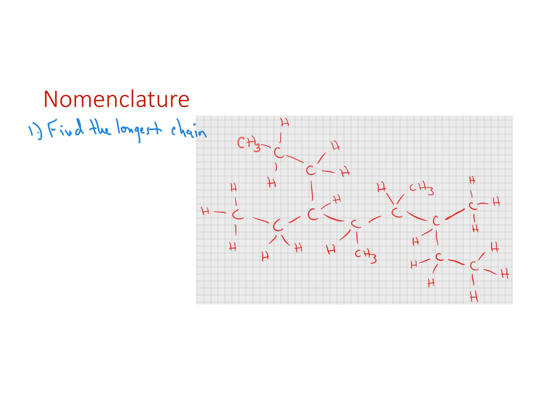So if we take a look, here's my longest continuous carbon chain. Dip down here and then loop that back around. Now we want to number that chain in the way that brings us to the first branch with the lowest number possible. If I go up here, I number this as 1, 2, 3, 4. My first branch is on the 4th carbon. If I number it from the right, I have 1, 2, 3. My first branch is on the 3rd carbon. So I want to number this from the right side.